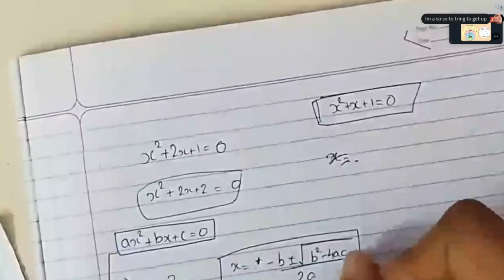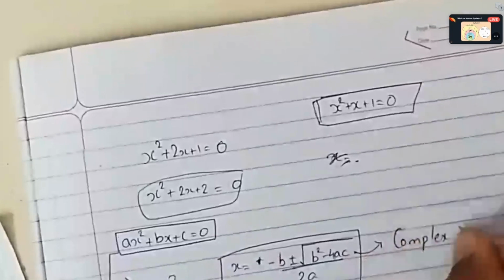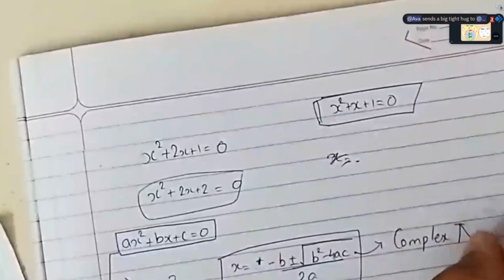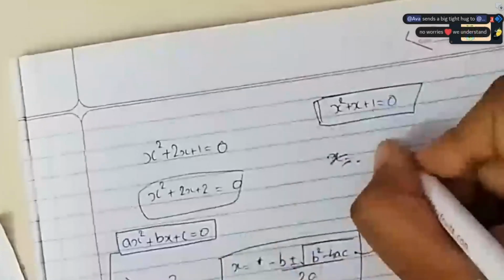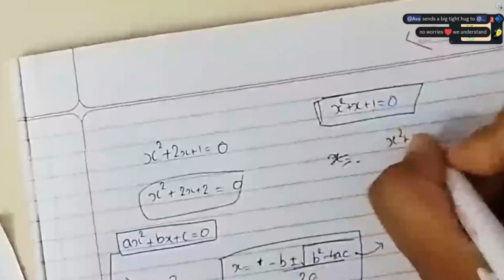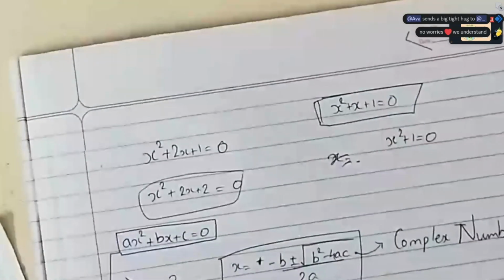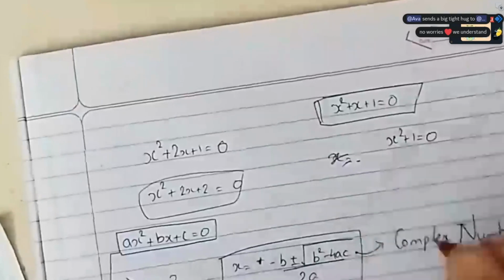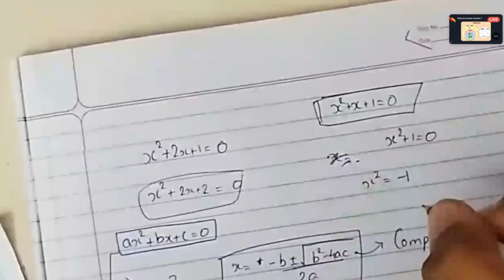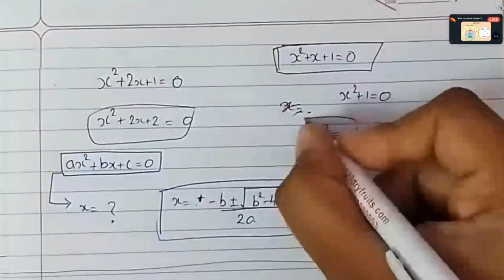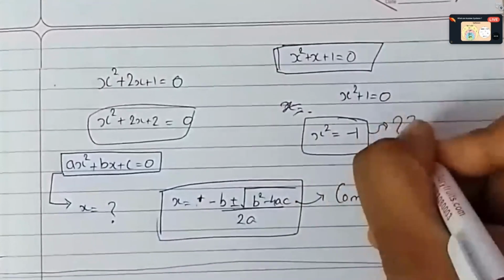So this is where we introduce complex numbers or imaginary numbers into the picture, because there are equations like x square plus 1 equals 0, for example. So what will be the solution? x square equals minus 1. This is a situation we haven't really seen before.